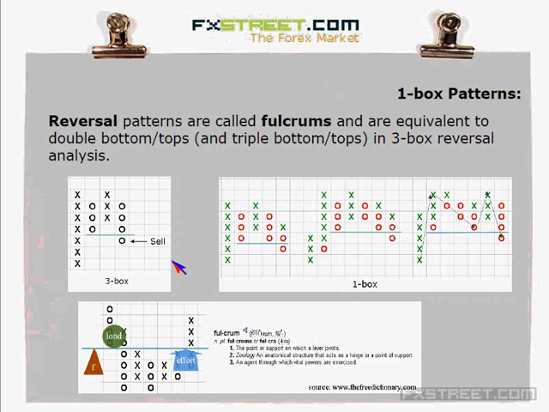So in 3-box, the names are the same for continuation and reversal. We have the double top, double bottom. We have to say if it is continuation or reversal. But in case of 1-box, we have to label that as a continuation or reversal, because continuation is semi-catapult. If you have a catapult, imagine you want to throw something in the same direction, and if we have a fulcrum, it's a reversal.